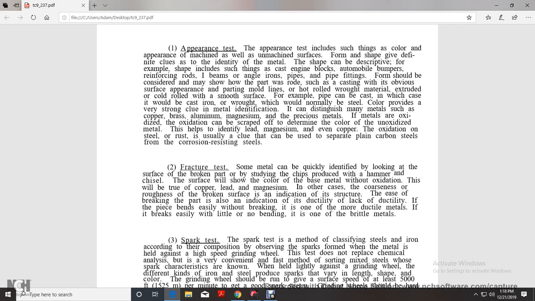With oxidized metals, the oxidation can be scraped off. The color of the oxidized metal helps identify lead, magnesium, and even copper. Oxidation on steel is rust, which is usually a clue that can be used to separate plain carbon steel from the corrosion resistant steels.